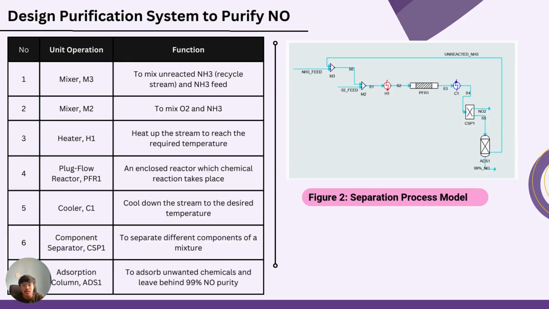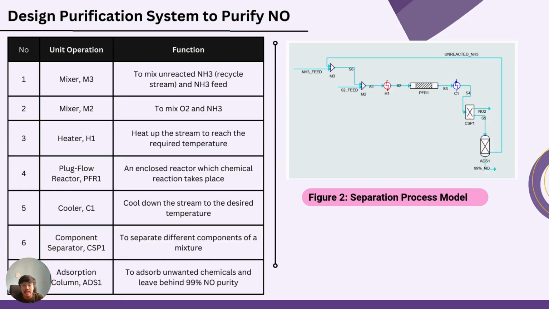This step is critical for converting ammonia efficiently. Once the reaction is complete, the hot gas mixture exits the reactor and is cooled in a heat exchanger, C1. Cooling is necessary to prevent unwanted side reactions and to prepare the gas for separation. The cool gases move to a separation unit, CSP1, where unreacted ammonia is removed and recycled back into the process.